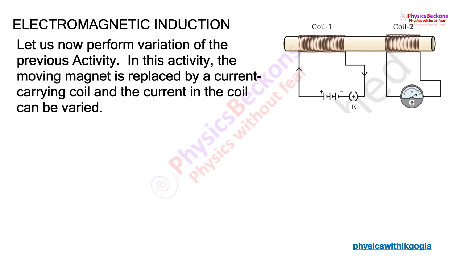Let us now perform the earlier activity in a different manner. There is a variation. As you can see, we do not have a magnet here in this setup. There are two coils, one is connected to a galvanometer and the other is connected to a battery or a current source through a key.